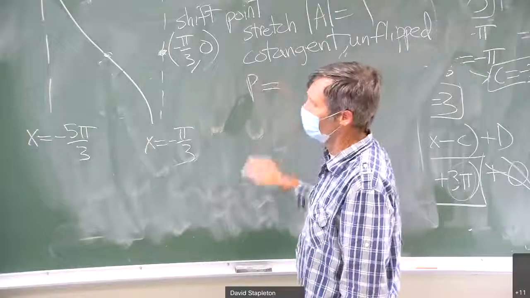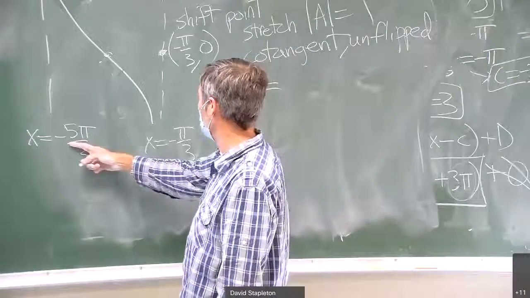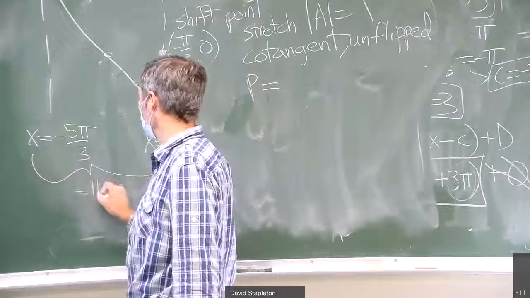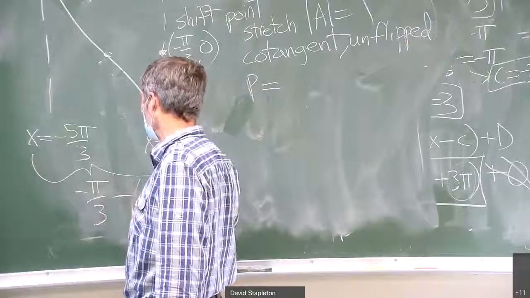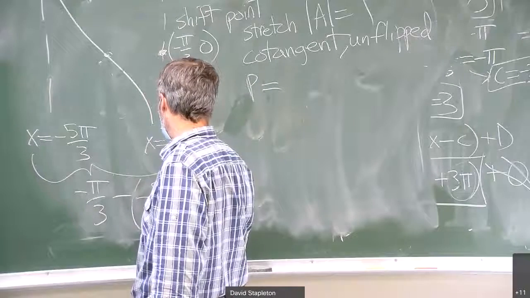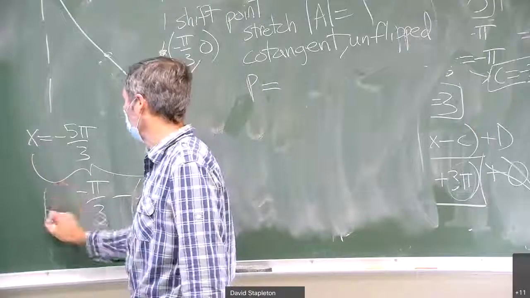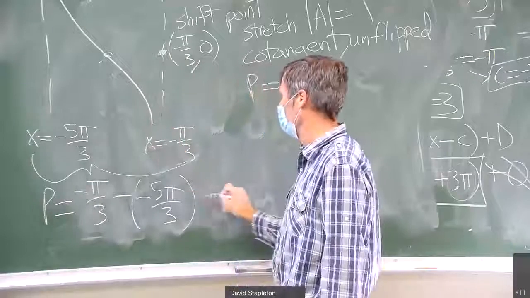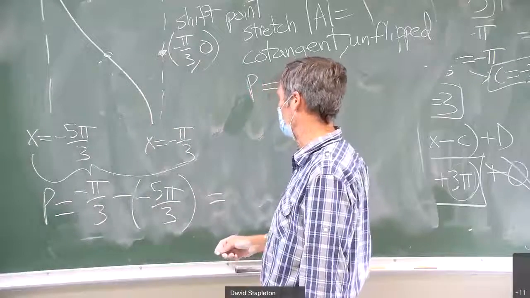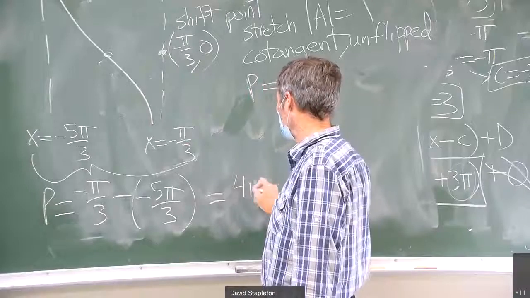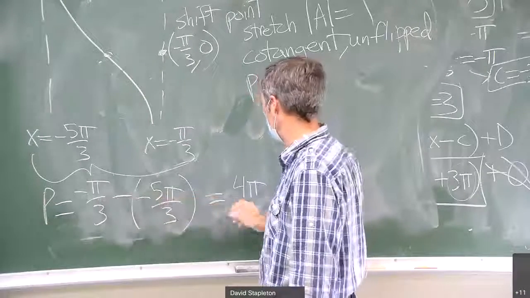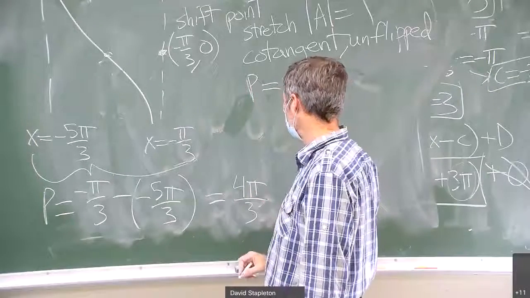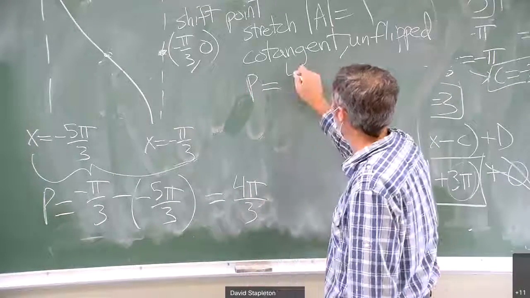The period, if I look at the graph, it went from minus 5 pi over 3 to pi over 3. So you subtract those. You take the larger one minus the smaller one, and that gives you the distance between them, which will be our period, right? I'll go from one asymptote to the next is one period. So minus pi over 3 minus 5 pi over 3 leaves 4 pi over 3, right? 1 minus a negative 5 and 1 plus 5 is 4 pi over 3. And so I take that into account.